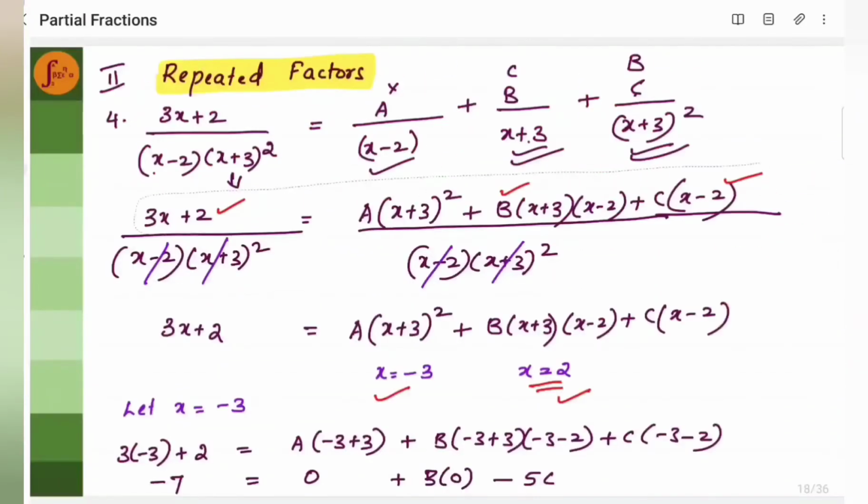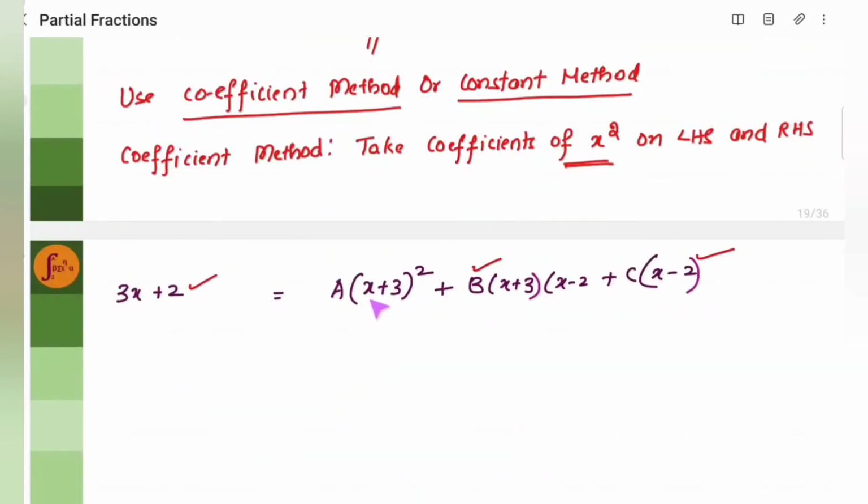Let me copy this expression there. We'll take the coefficient of x square here. When you multiply x plus 3, this is nothing but x plus 3 into x plus 3, correct? When you multiply x into x, you're going to get x square. What is the coefficient of x square? That is the number next to x. There's no number, which means there is 1. So the coefficient of x square is 1 here.